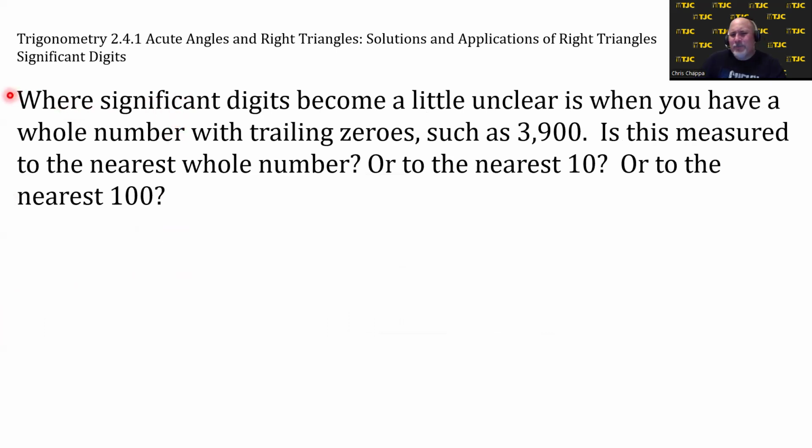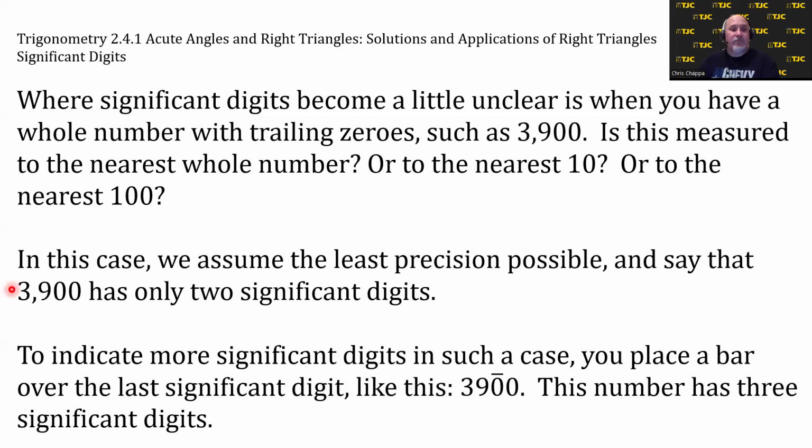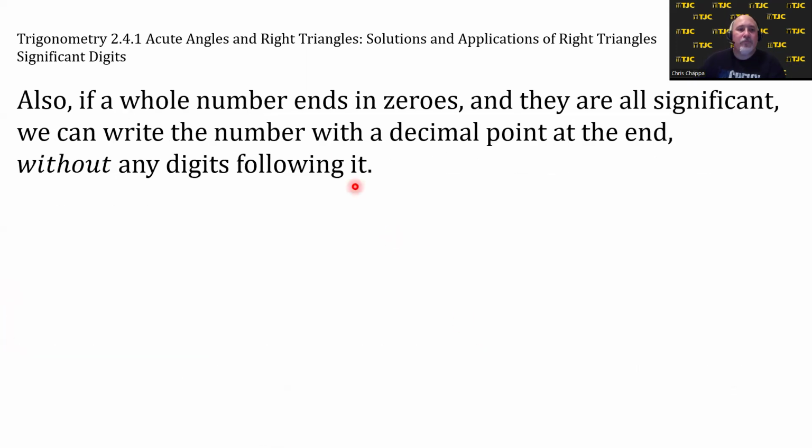Where significant digits become a little unclear is when you have a whole number with trailing zeros, such as 3,900. Is this measured to the nearest whole number, or the nearest 10, or to the nearest 100? In this case, we assume the least precision possible and say that 3,900 has only 2 significant digits. To indicate more significant digits in such a case, you place a bar over the last significant digit, like this, 3,900 with a bar over the first zero. This number has 3 significant digits, 3, 9, and that first zero.